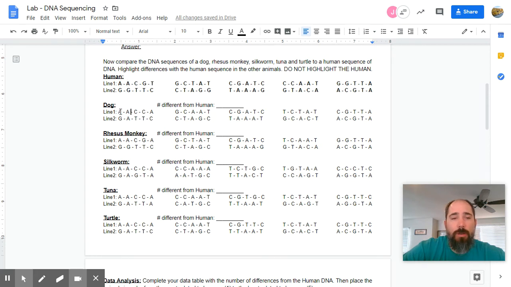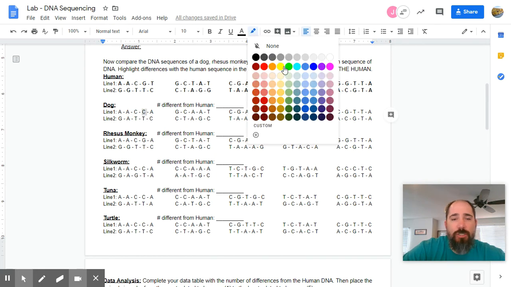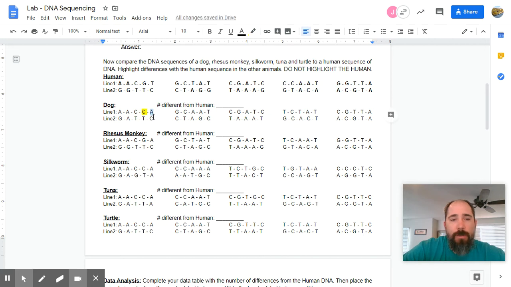AACGT. Here in line 1 of the dog, you have AACCA. So you'd highlight those last 2 because they are different than the last 2 in the line number 1 of the human. You'll do the same thing for each set there in line number 1, and then look at line number 2 to line number 2 in the human. In the human, you have GGTTC. In the dog, you have GATTC. This A should be highlighted because it's different than the letter in that spot in the human DNA.